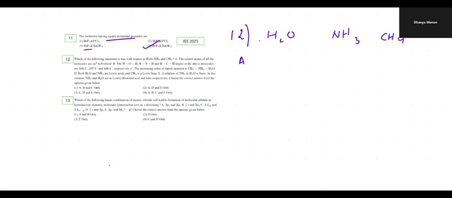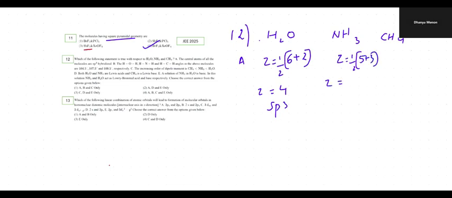The central atom of all the molecules is sp3 hybridized. We have done this so many times. Z is equal to half of, oxygen is the central atom here, 6 plus 2 monovalent atoms, that is 4. 4 means it is sp3 hybridized. For ammonia, Z is equal to half of nitrogen has 5 plus 3 monovalent atoms, so Z value is 4. So it is also sp3 hybridized. For methane, Z value is half of carbon 4 plus 4 monovalent atoms, Z value is 4. That is sp3 hybridized. So statement A is correct.